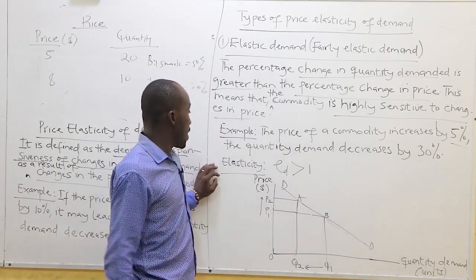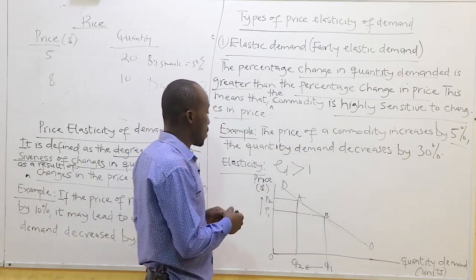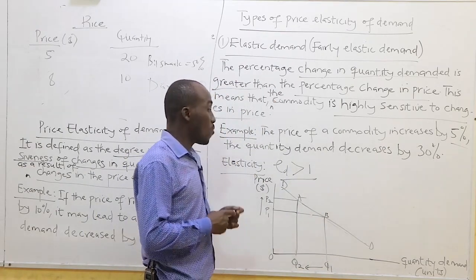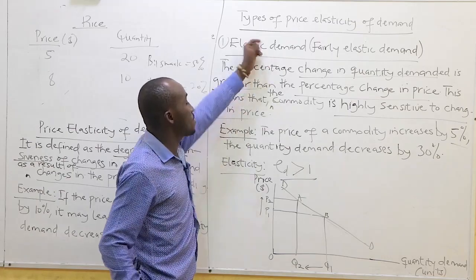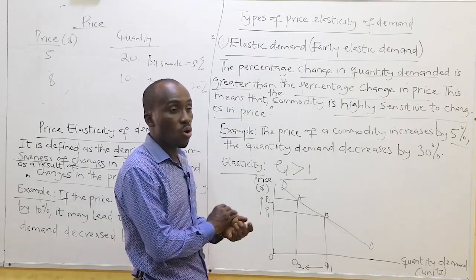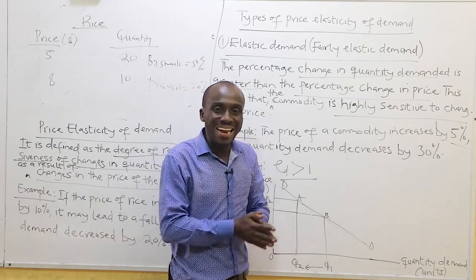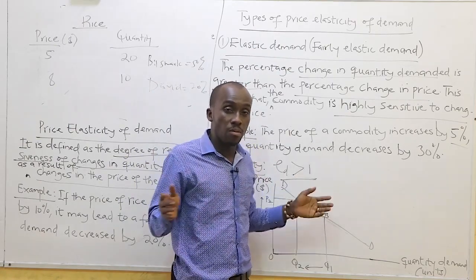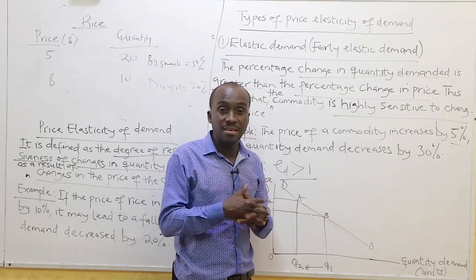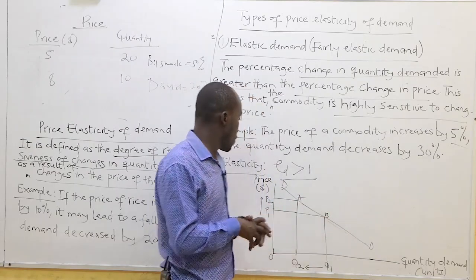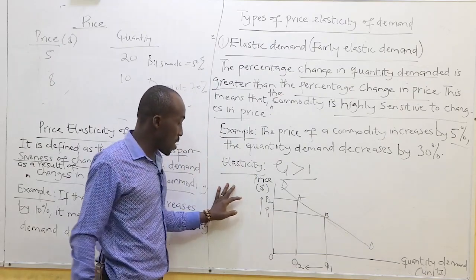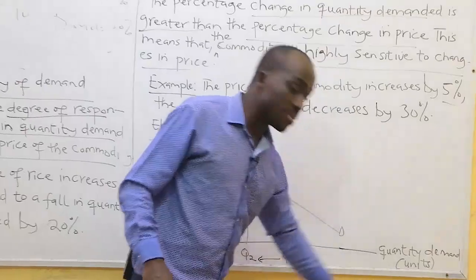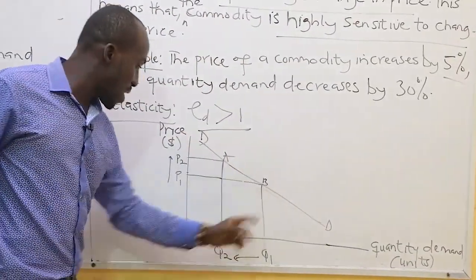So we have that, and always the elasticity is greater than 1, right? The elasticity is always greater than 1 for elastic demand, right? It's greater than 1 because the commodity is highly sensitive to change in price. The slight change in price causes a big change in demand, right? And therefore the elasticity is greater than 1. Let's look at this diagram. We have this diagram here. We have price here. We have quantity demanded. We have the units, right? We have the demand curve.